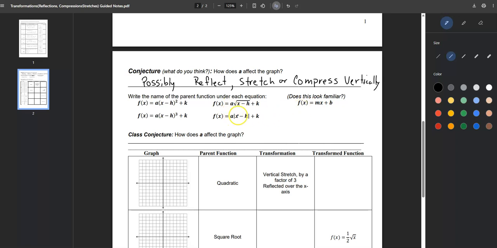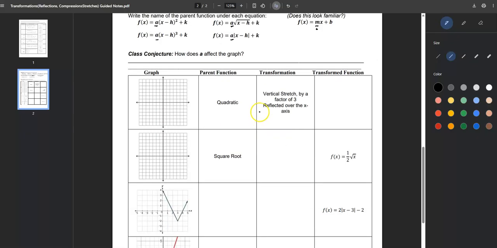And A, this is what it looks like with everything. A is located in these spots out front multiplying. This should look familiar, mx plus b. M is really just the A for a linear equation. We just don't talk as much about transformations with linears as we do with some of these other, okay?